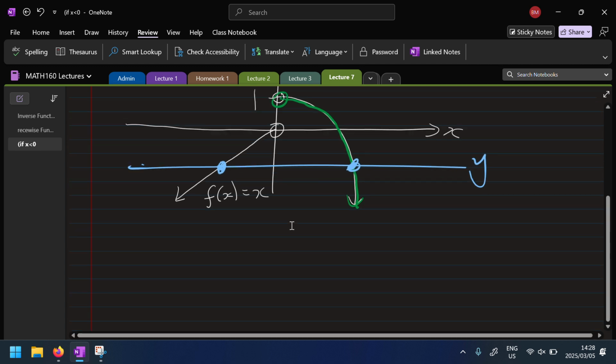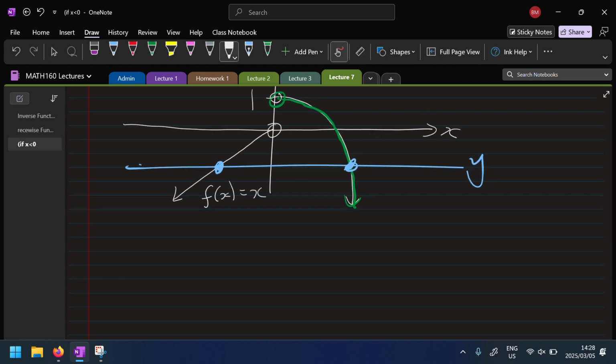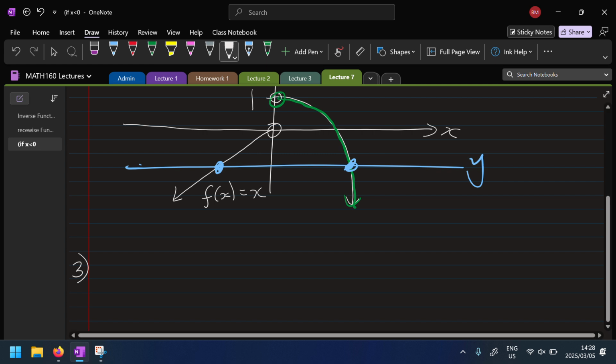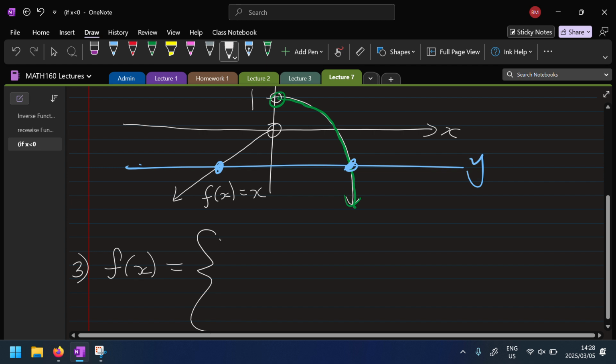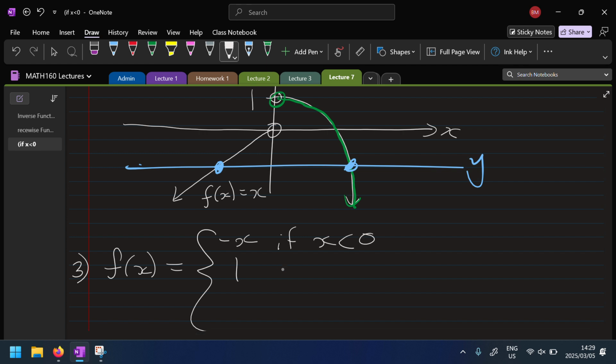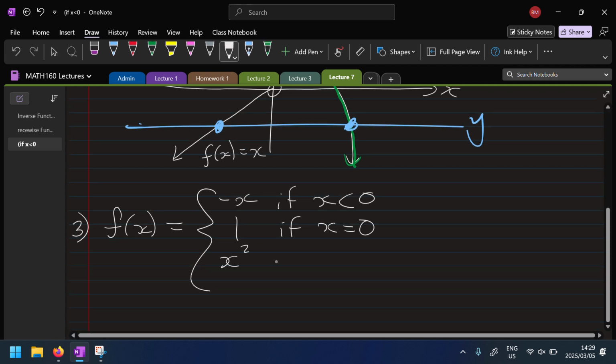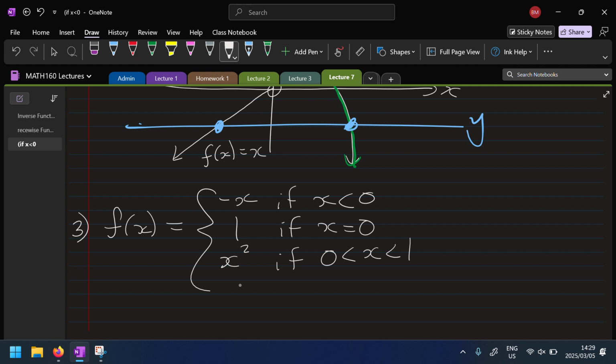Okay, homework problem, and then we'll leave it at that for today. f of x is equal to minus x if x is less than 0, 1 if x is equal to 0, x squared if 0 less than x less than 1, 1 minus x squared if x is greater than 1.